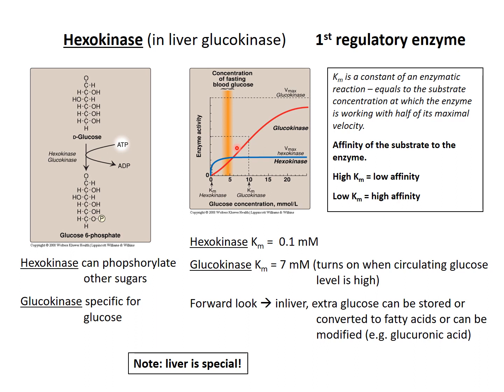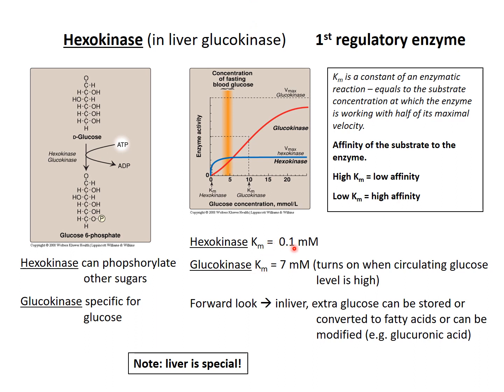Both of them are regulated. Both of them are important. Hexokinase can be found in every cell. Glucokinase is present only in the liver cell. Well, a little bit of kidney too. Hexokinase can phosphorylate other sugars, not just glucose. Glucokinase is specific to glucose only.